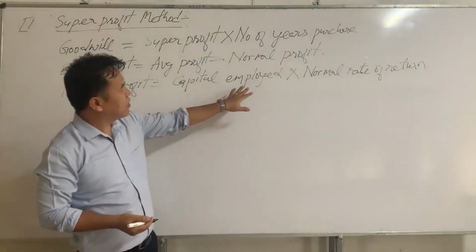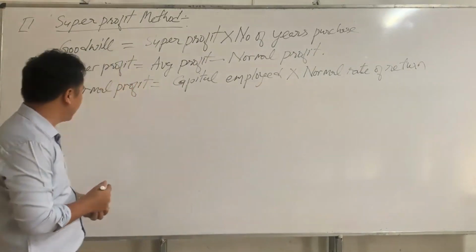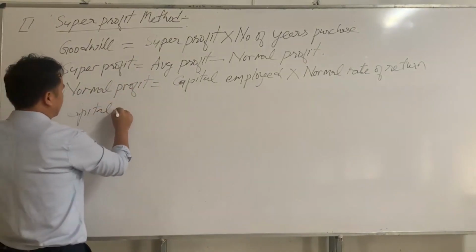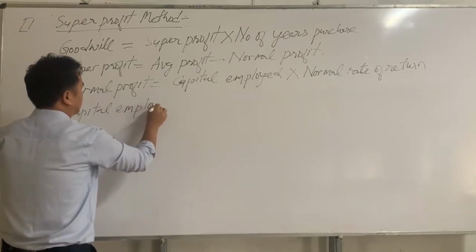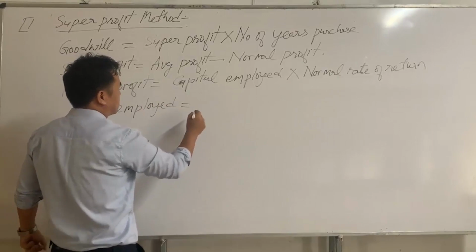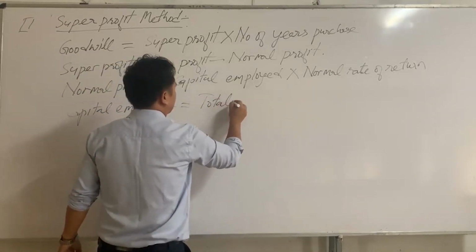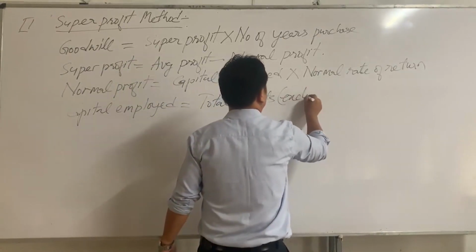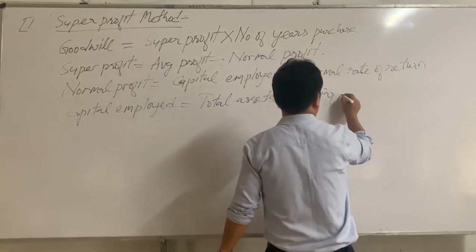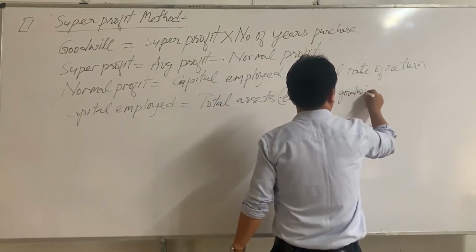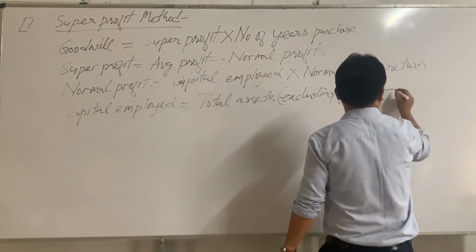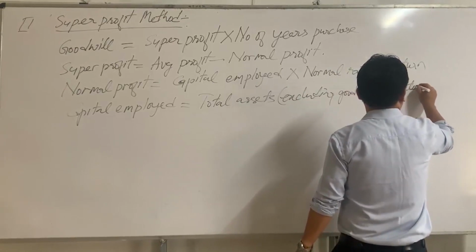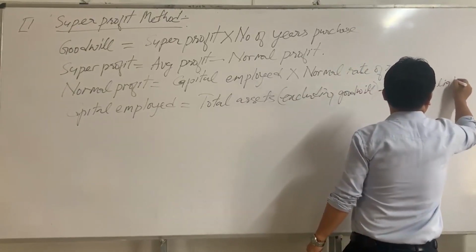Sometimes capital employed may not be given in the question directly. In that case, we can find capital employed as: capital employed is equal to total assets excluding goodwill minus external liabilities.